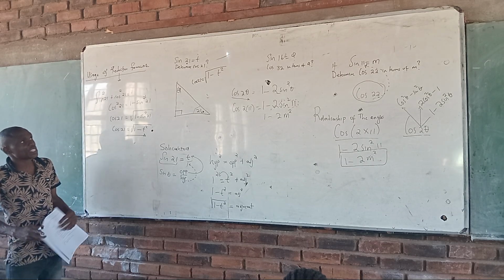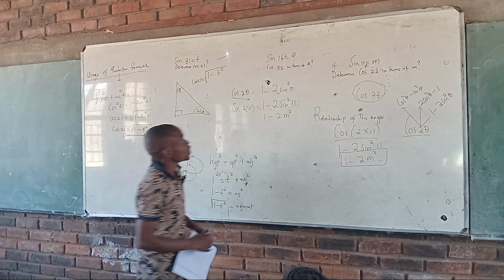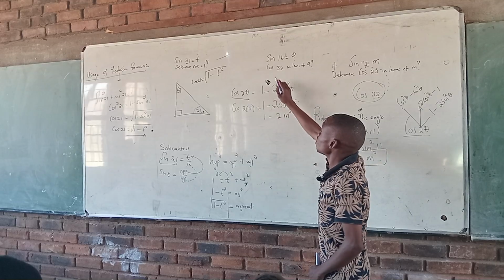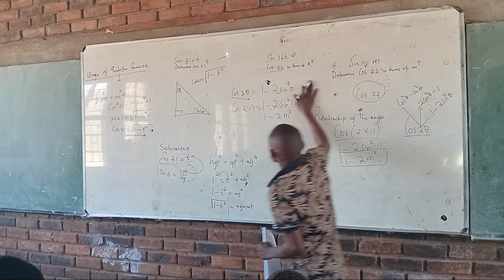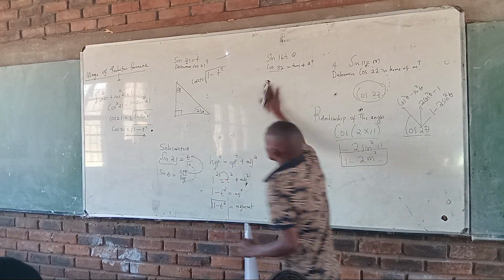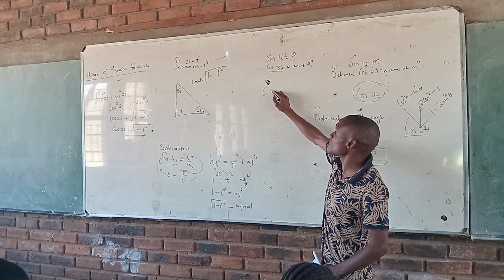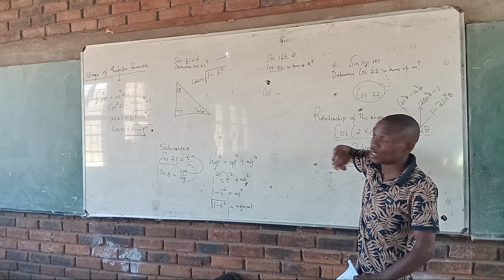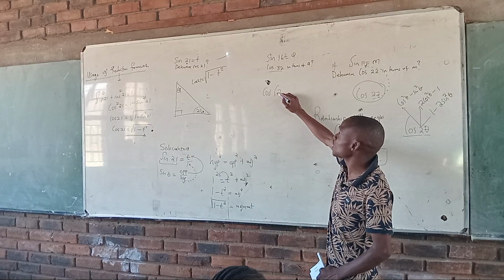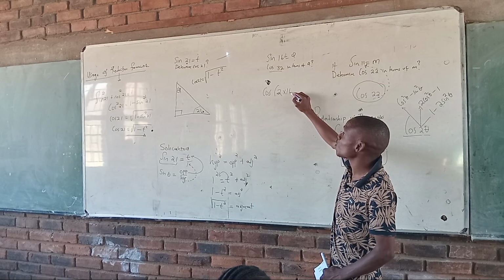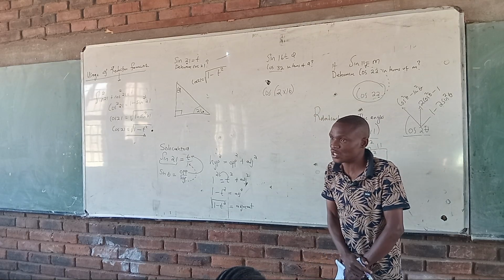Yes, so you can tell me what you guys have done. Cos 32, what did you do? What did you do to cos 32? You said it's what? Cos 2 times 16. You are right. Cos 2 times 16.